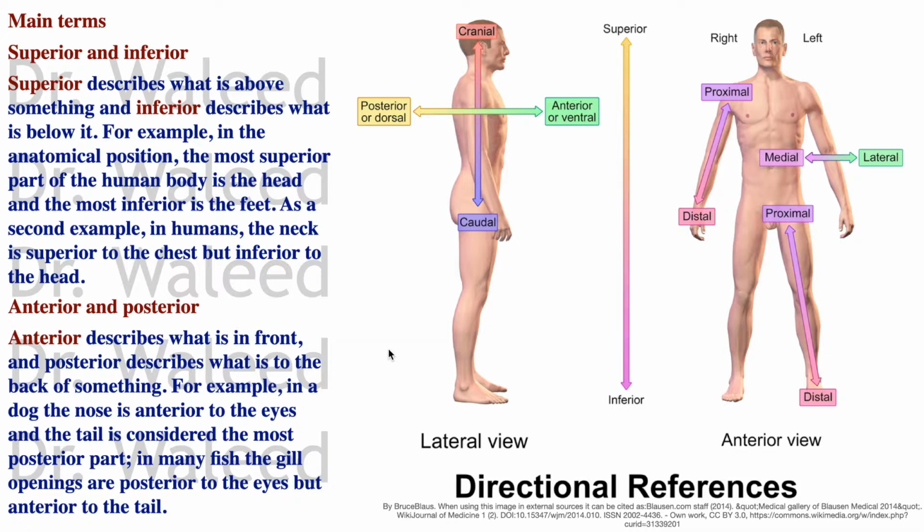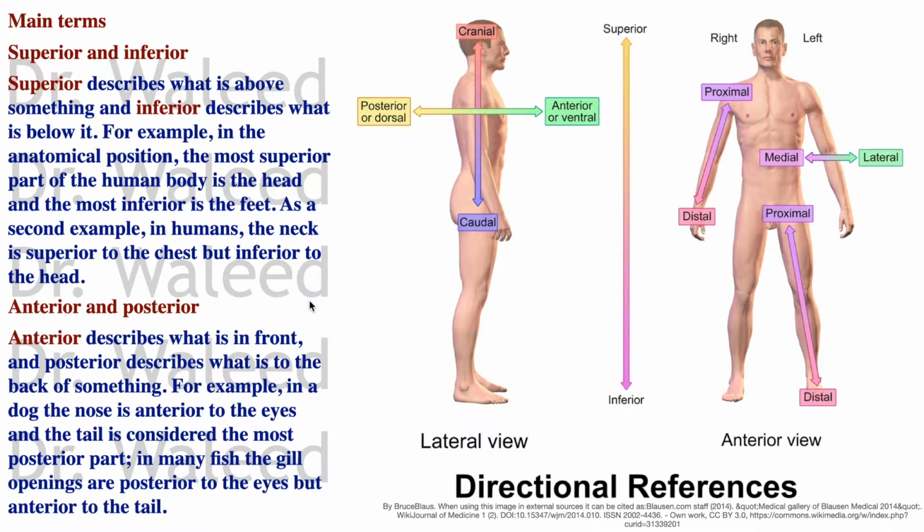The main terms used, like superior and inferior, for example. Superior describes something that is above something else, and inferior describes what's below it. For example, the stomach lies superior to the small intestine. Inferior means below something, for example, the uterus lies below the intestine, or inferior to the intestine.